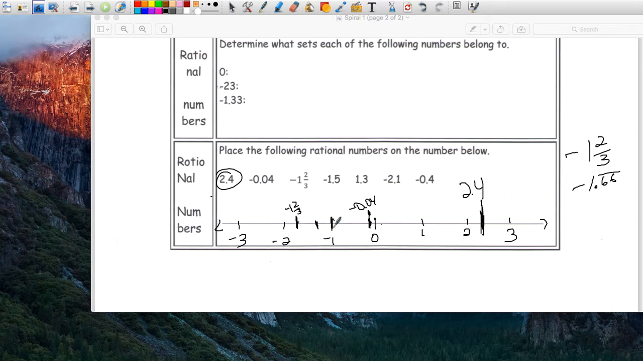Negative 1.5. Well, negative 1.5 should be between negative 1 and negative 2, exactly in the middle. So let me just change colors with that one. It should be right here in the middle. Negative 1.5. 1.3. Again, this is 0. $1, 1.3 is $1.30. So about here. Negative 2.1. Okay, this is 0, negative $1, negative $2, and negative 2.1 should be about here.